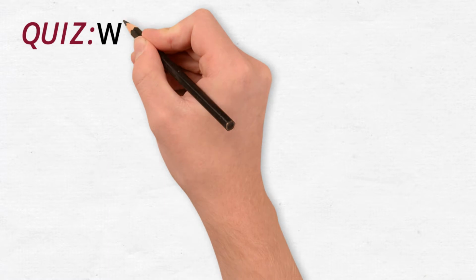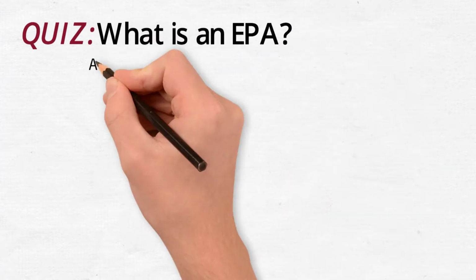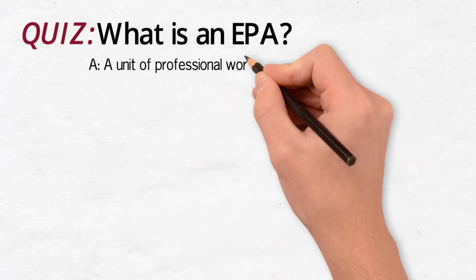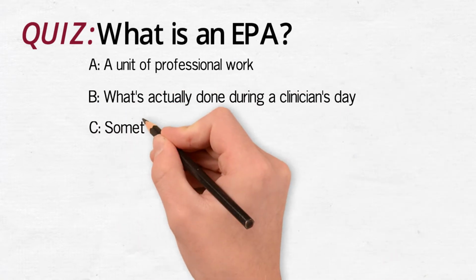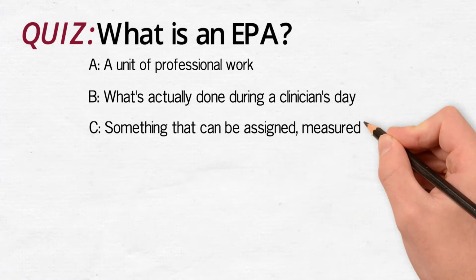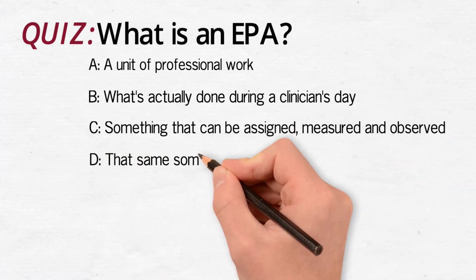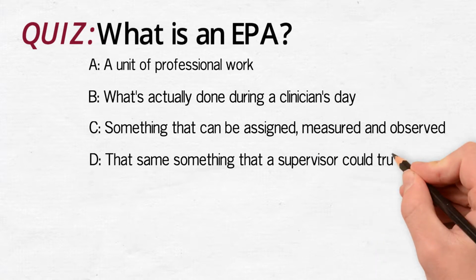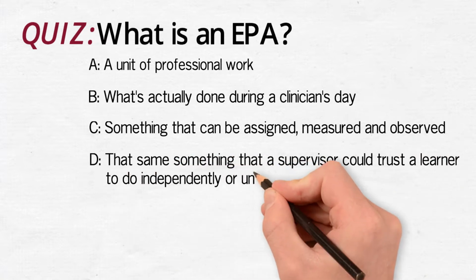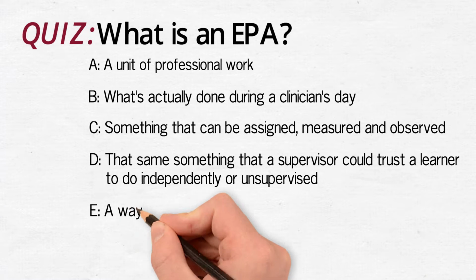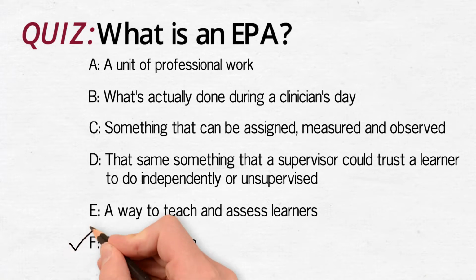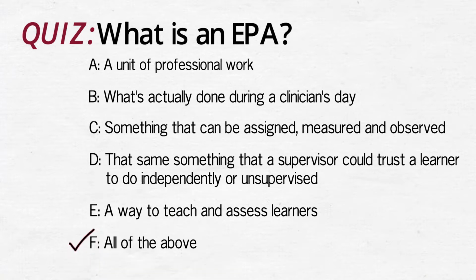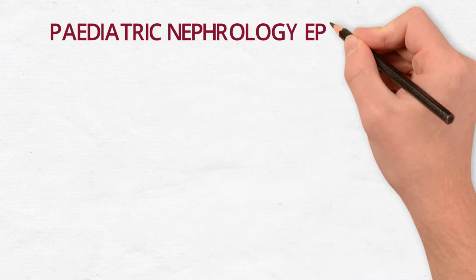Here's a multiple choice question. What is an EPA? A, a unit of professional work. B, what's actually done during the clinician's day. C, something that can be assigned, measured, and observed. D, that same something that a supervisor could trust a learner to do independently or unsupervised. E, a way to teach and assess learners. F, all of the above. It's no surprise that each of these describes an EPA. Let's review some concrete examples.